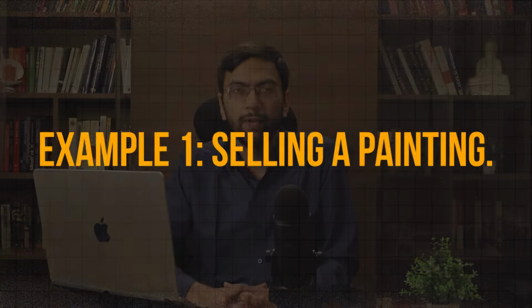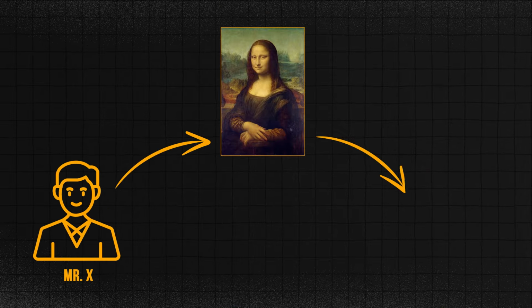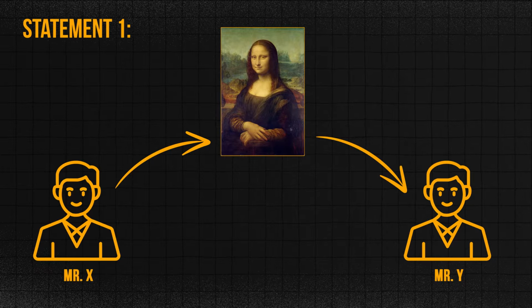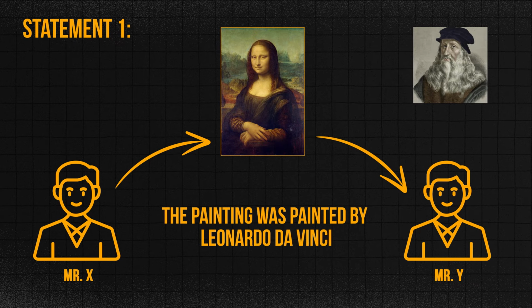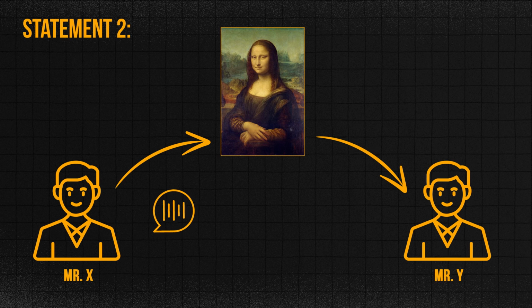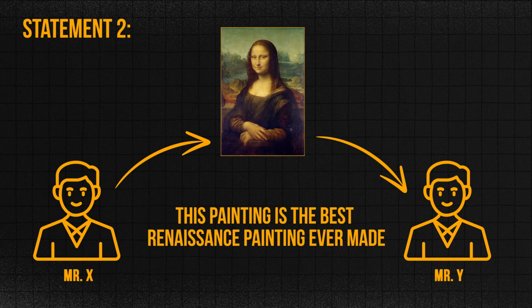Now, I will give you an example where Mr. X is selling a painting to Mr. Y. In the first case, Mr. X tells Mr. Y that the painting was painted by Leonardo da Vinci. In the second case, Mr. X tells Mr. Y that this painting is the best Renaissance painting ever made. Now, what is the difference you see in these two statements?